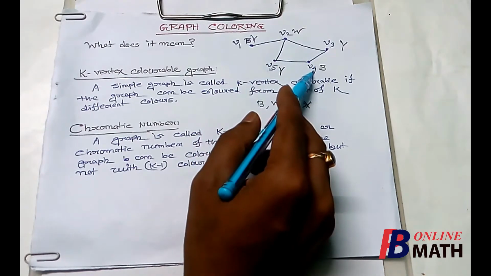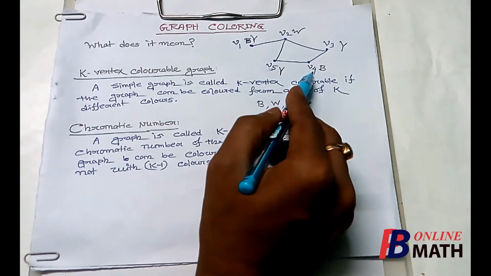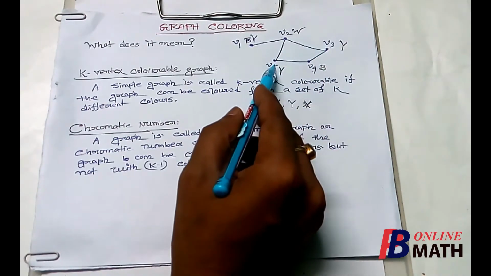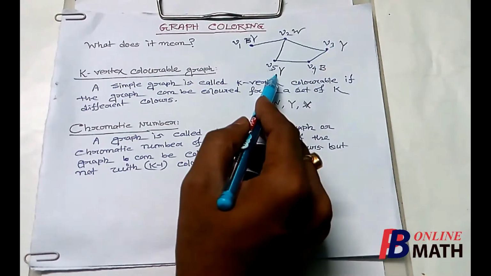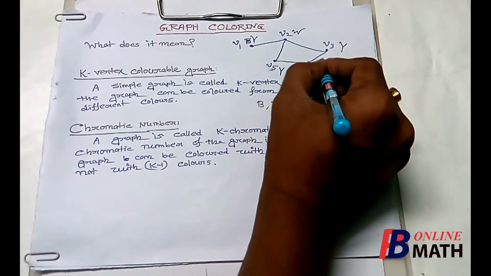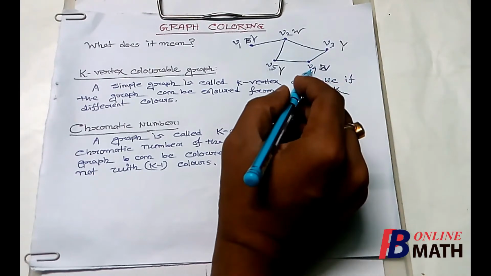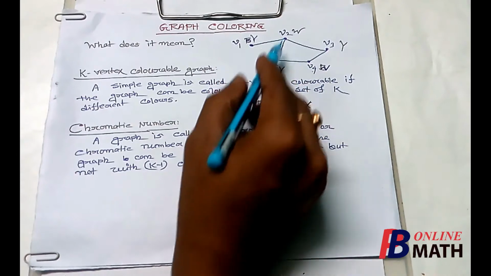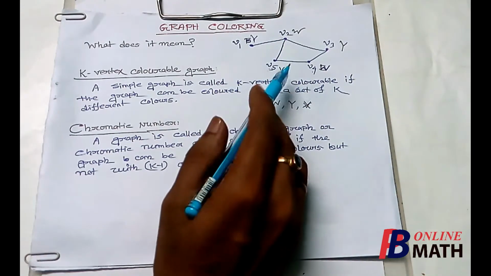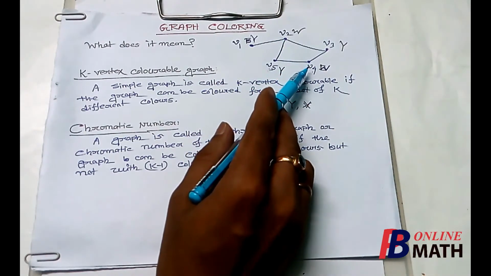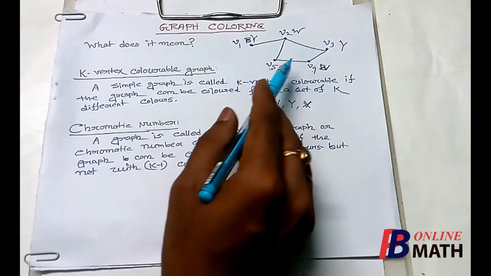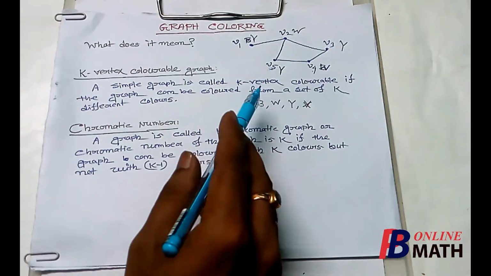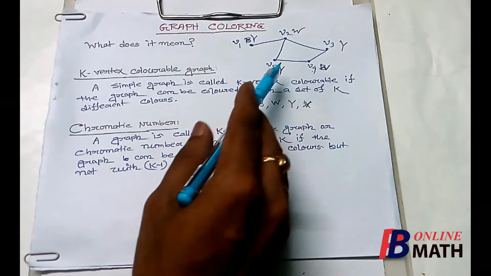Now we consider the vertex V4. V4 is adjacent to both V3 and V5, and these two vertices are assigned yellow color. So we can assign white color to this vertex V4 because V4 is not adjacent to V2. So here we find that we can color this graph with only two colors, white and yellow. Therefore the chromatic number of this graph will be less than or equal to 2.